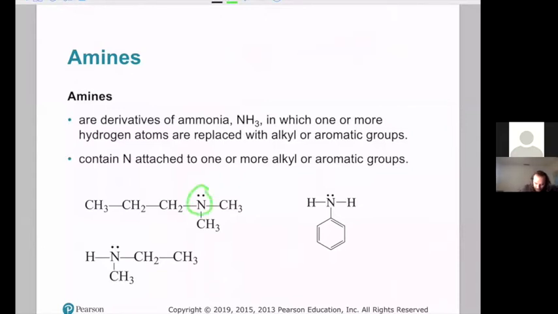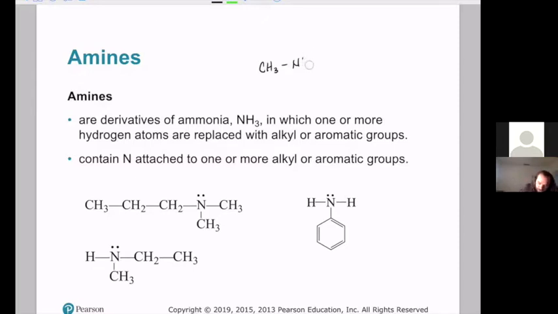Anytime that you can spot a nitrogen in your compound and it's bound to carbons, so it's an organic carbon compound, you can classify that as an amine. So the simplest one would be something like CH3NH2, right? That would be methylamine. Notice that it has that nitrogen, which is bound to two hydrogens and a carbon.